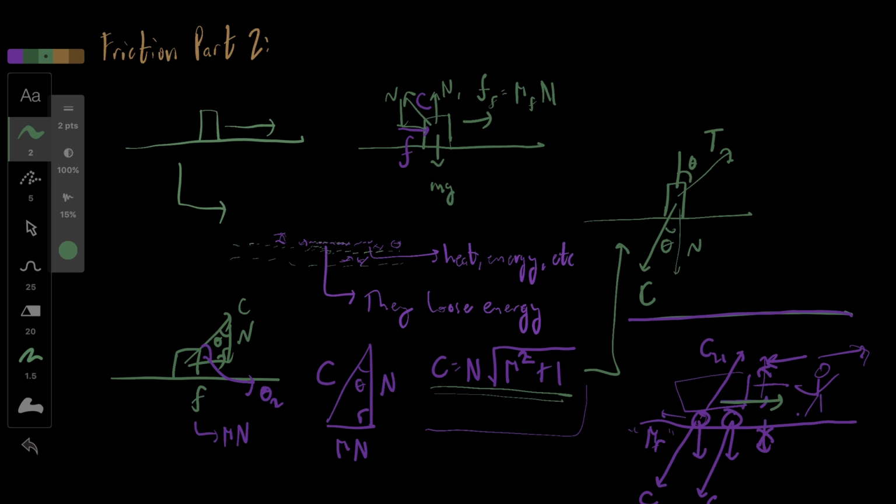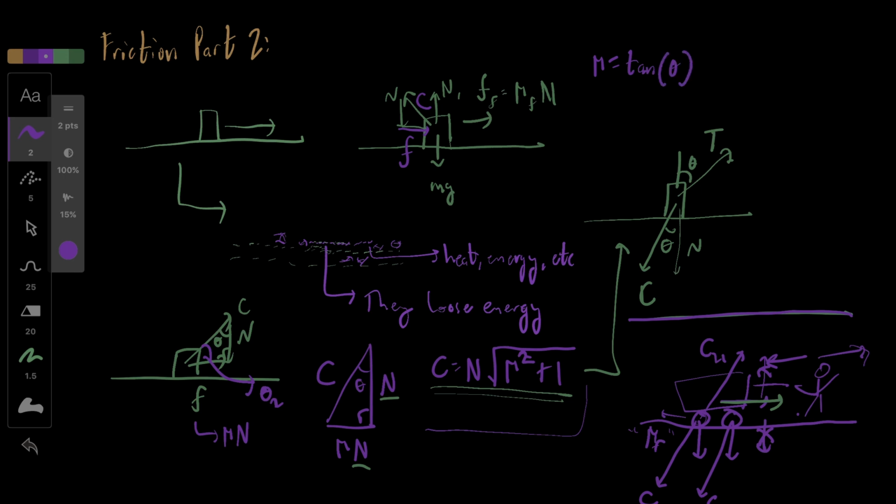Let's see what this angle means. So, what we have over here is a normal force and a normal force. So, what if we divide the frictional force by the normal force? Then we'll get the coefficient of friction. So, the coefficient of friction is equal to the frictional force over the normal force. But that's just the opposite over the adjacent. And that's just the tangent of our angle.